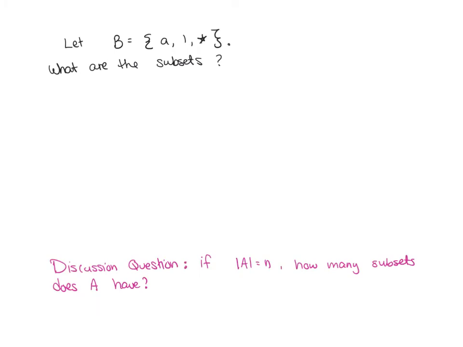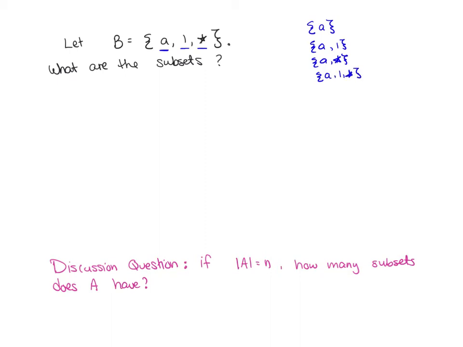All right, let's go ahead and actually come up with some subsets. What are the subsets of the set B that has A, 1, and star in it? I want to think about what the different elements are that I can have in that subset. Well, I can have A in my subset. So maybe we can start listing them out. I can have a set that only has A in it. I could have A and 1. I could have A and star. Or I could have A and 1 and star.